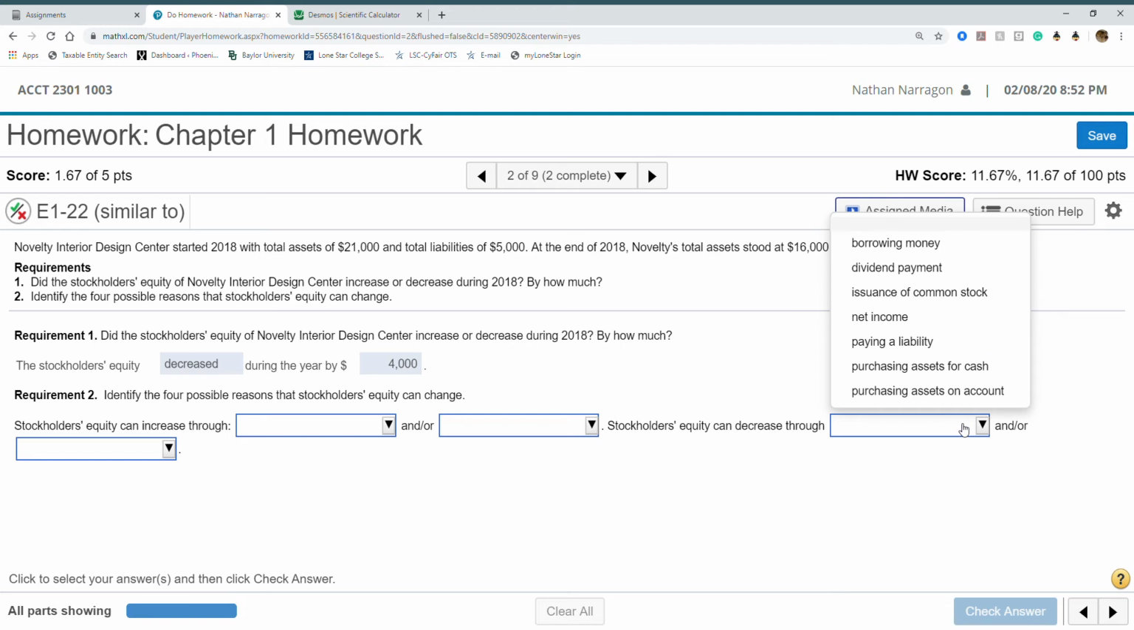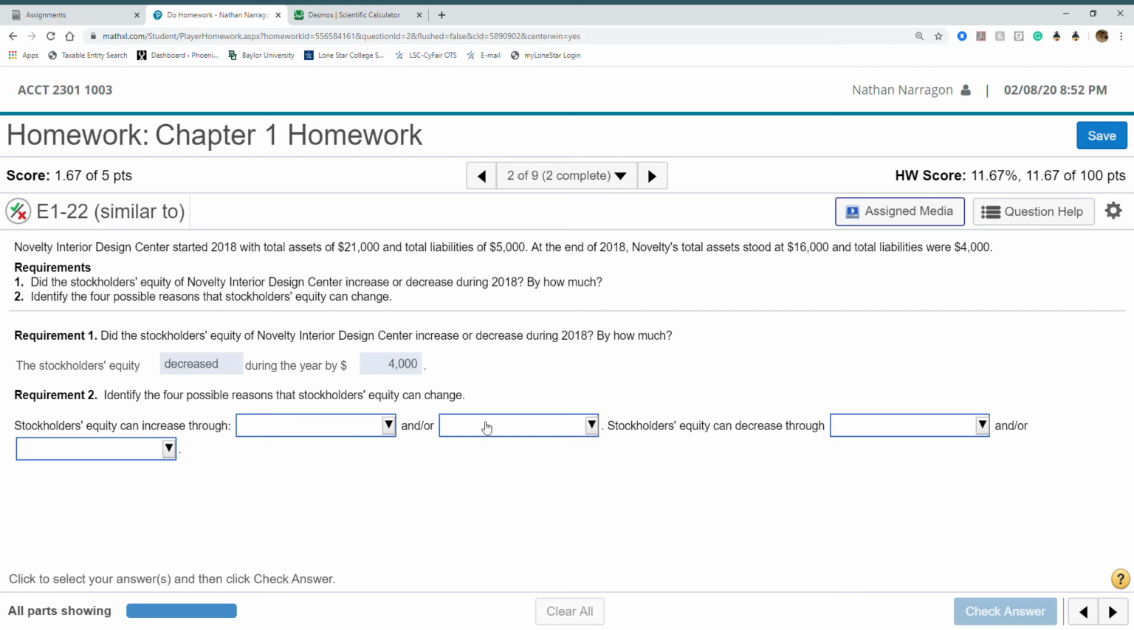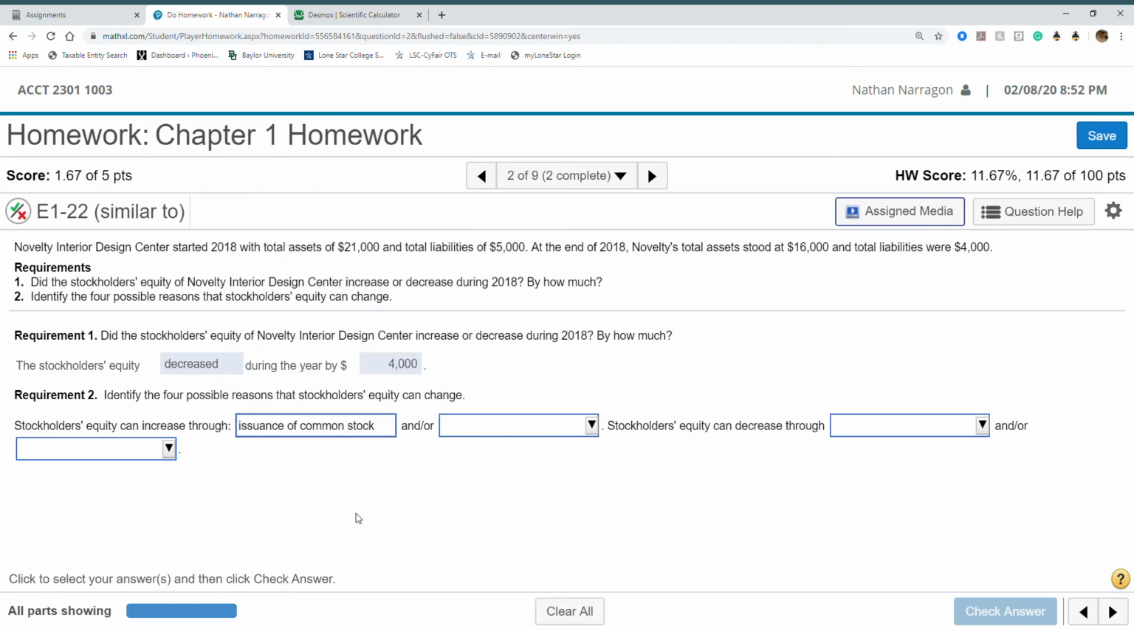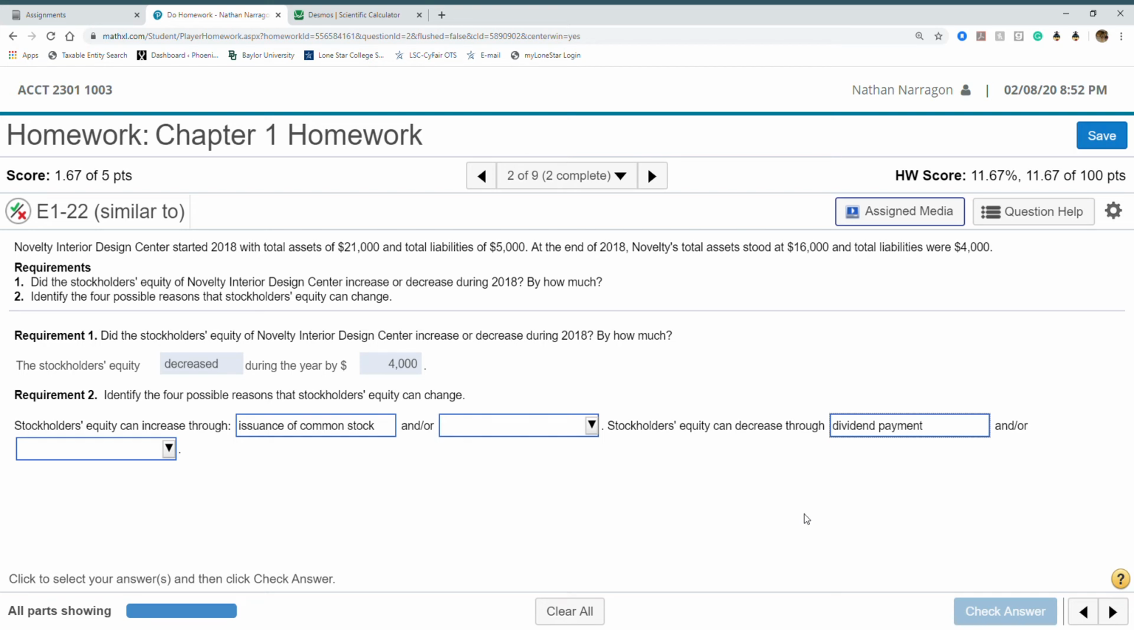Decrease. Now this one actually does work a little bit different. So you can go ahead and try this one, just selecting the drop down menu and picking. For instance, issuing of common stock would increase equity. And let's do a decrease. I'll do one of each. A dividend payment will decrease. Okay? So what else would increase and decrease it?